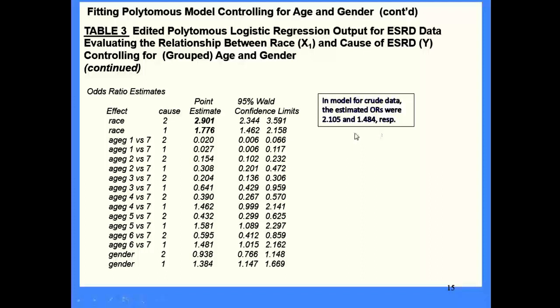So we're getting different numbers. Why are we getting different numbers? Well, we're controlling for something we didn't originally control for. We're doing something that didn't change that much.